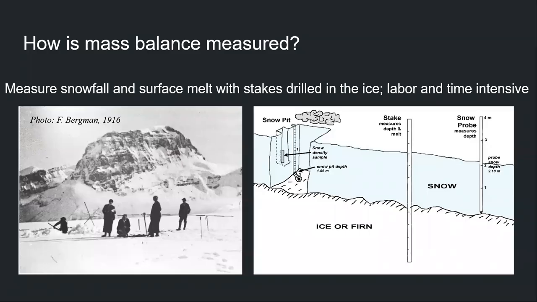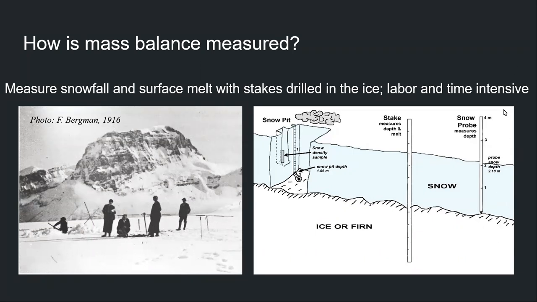Let's talk now about how we can measure the mass balance of a glacier. There are two main categories: either on-site measurements or remote sensing measurements. The on-site measurement is tedious but very precise, or can be precise depending on the amount of effort you put into that. You can measure directly the snowfall and the surface melt by drilling stakes into the ice. It's labor and time intensive, but it provides pretty good measurements.